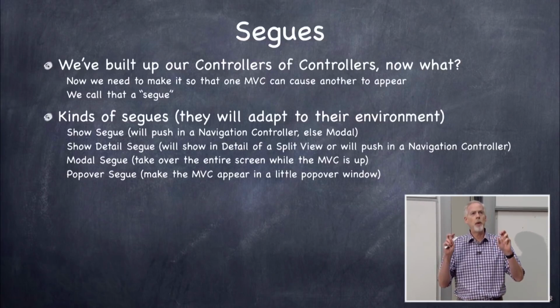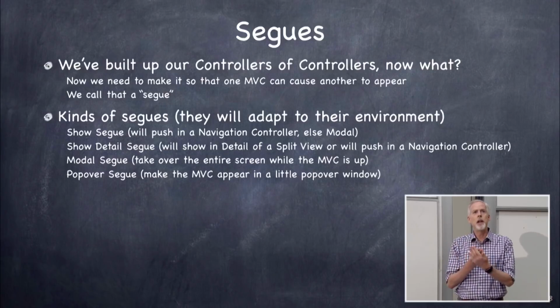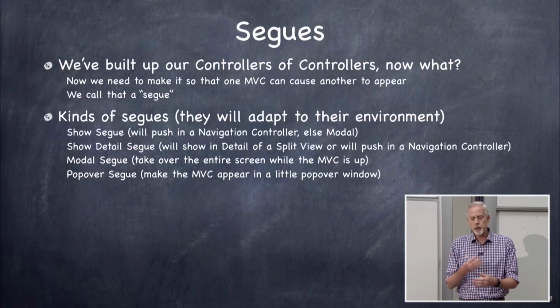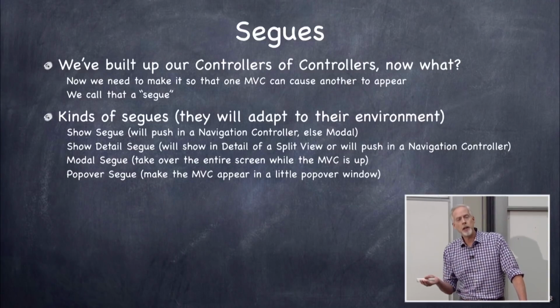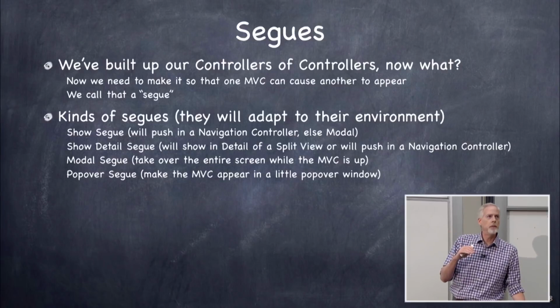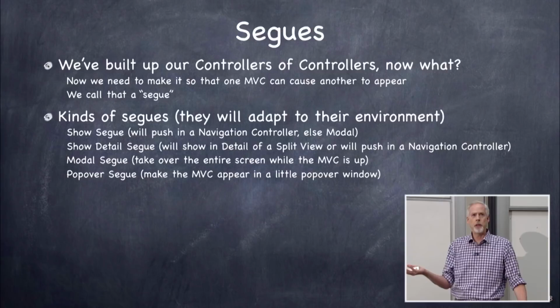There's a show segue. That's the kind of segue that works in a navigation controller. Okay? That causes the new MVC to be put on top of a stack. If you're not inside a navigation controller, you probably shouldn't be doing a show segue. Then there's show detail. That works in a split view. Okay? So show detail will replace the right side of the split view.